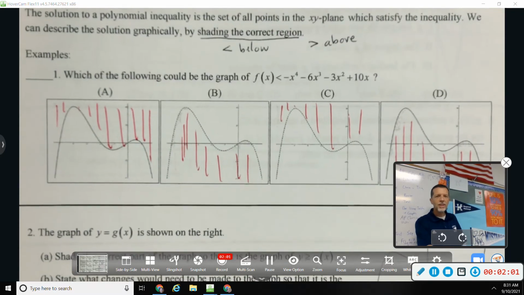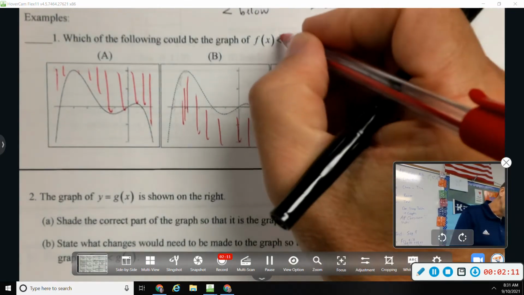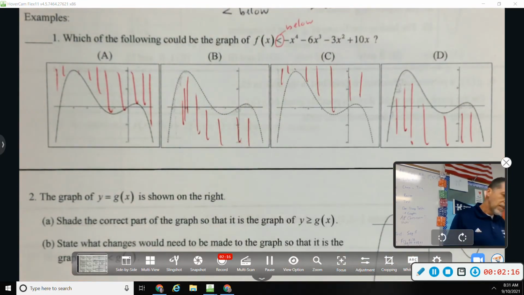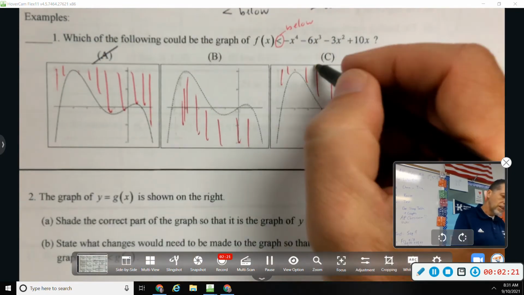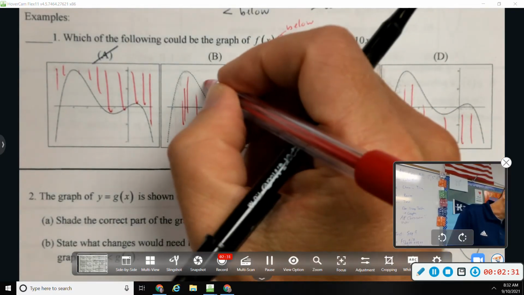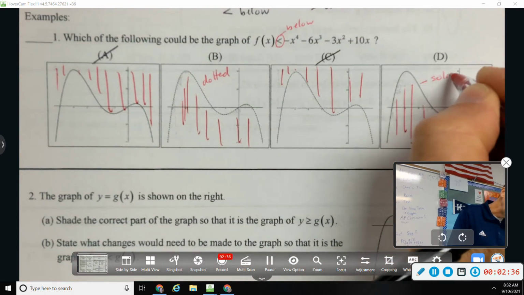And then let's just jump into examples because we think we know how to do this. Which of the following could be the graph of that inequality? So, less than means below. So we can throw out A and C because those are shaded above. But what's the difference between B and D? It's not equal to, so we need the dotted line. So you got to look really close. B is a dotted line. D is a solid line.